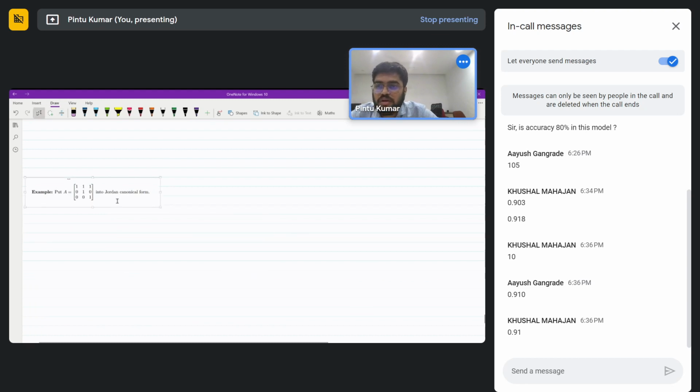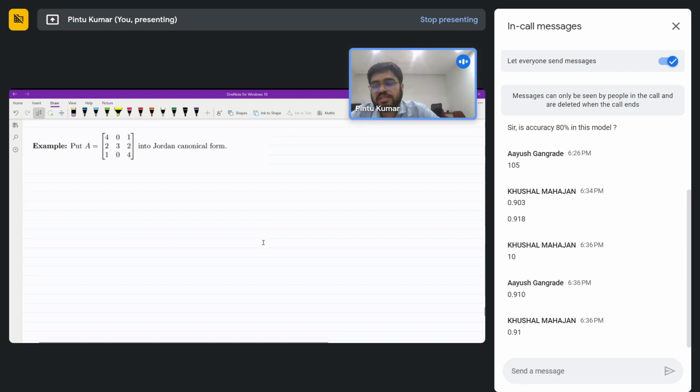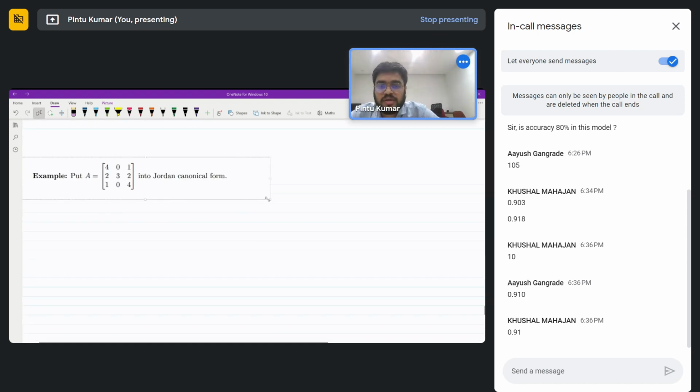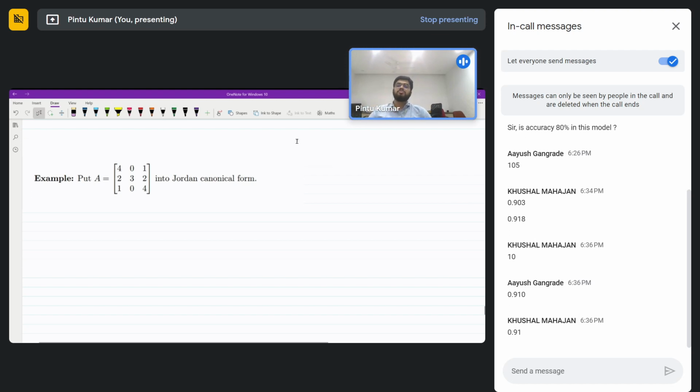So in this example, let's start with the first one only. This is the example where we have been asked to put this particular matrix in Jordan canonical form. So what is the first step that we will do?